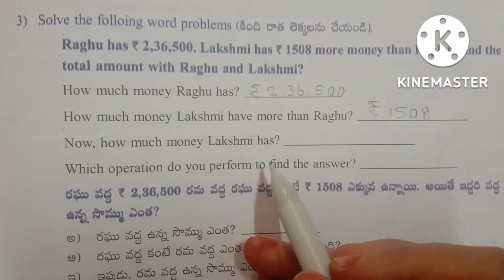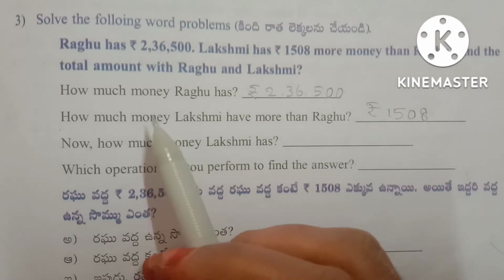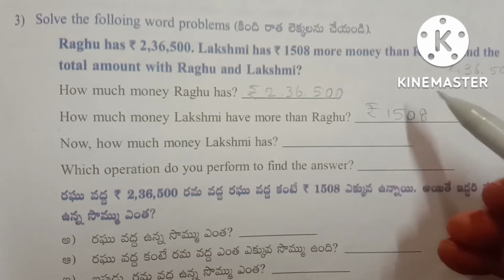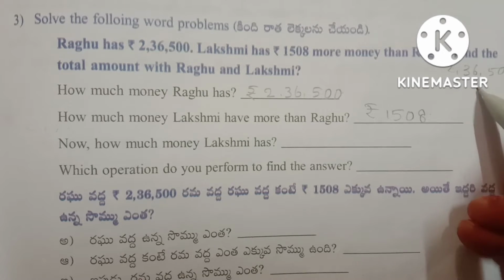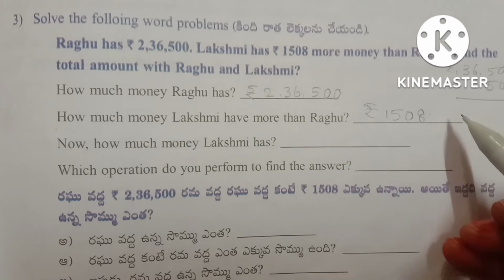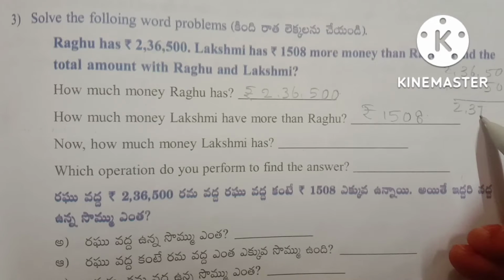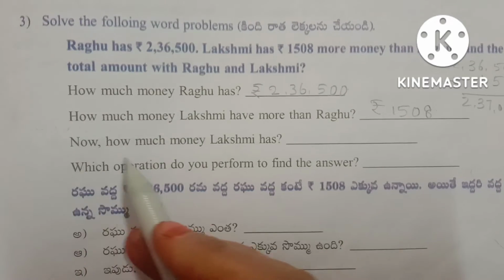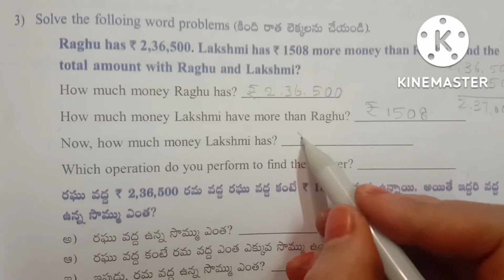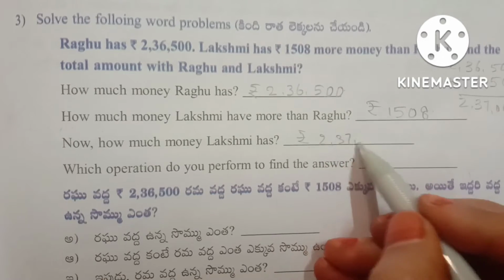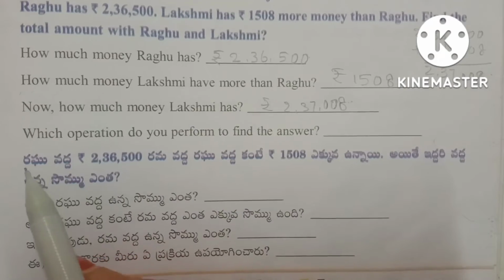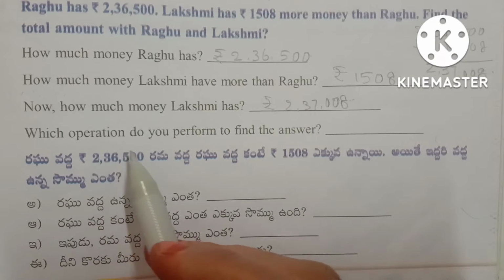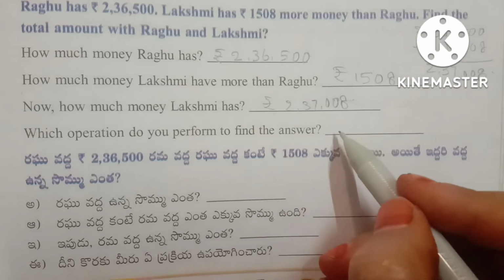Now, how much money Lakshmi has? Here we have to add the money that Raghu has, and Lakshmi has more money than Raghu, that equals 1,508 rupees. Then we get 2,37,008 rupees. So now how much money Lakshmi has? 2,37,008 rupees. Next, which operation do you perform to find the answer? Here we should do addition to find the answer.